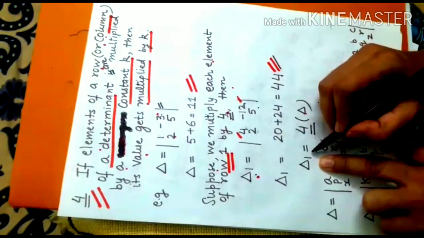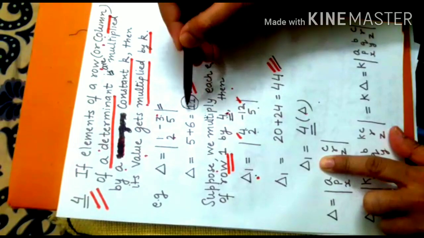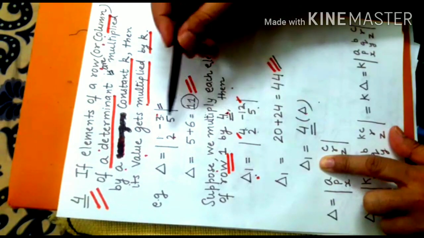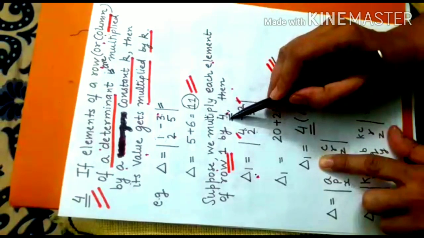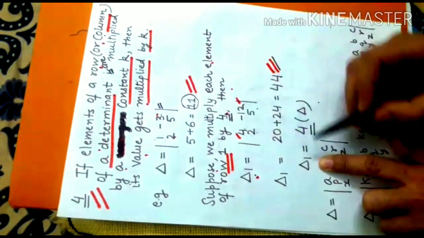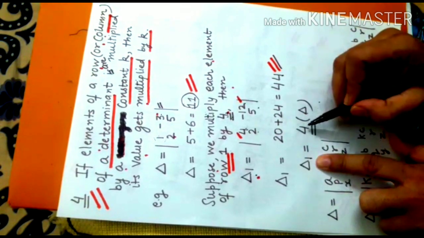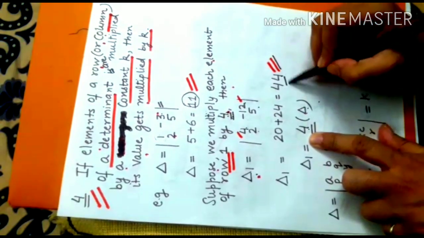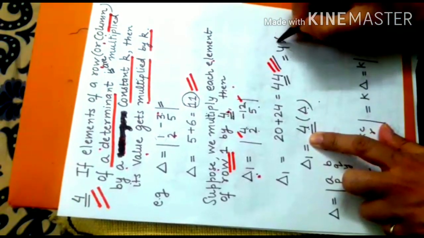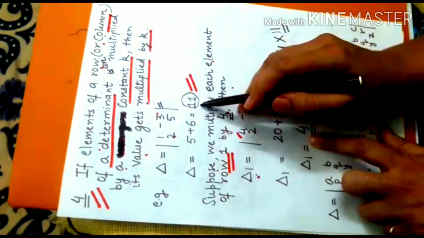Now you can observe the value of the original determinant was 11. When each element of the first row was multiplied by 4, the value of the new determinant is also multiplied by 4, because this 44 is nothing but 4 into 11. So it is 4 times the original determinant.